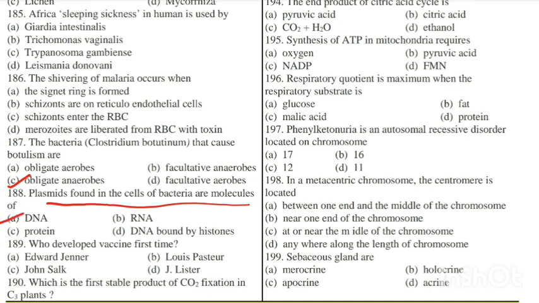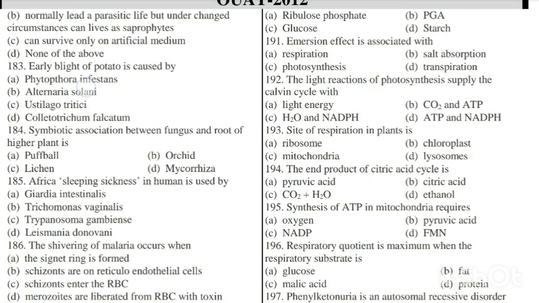Who developed the vaccine? Edward Jenner. So he is regarded as the father of vaccine. Which is the first stable product of CO2 fixation in C3 plants? So it is phosphoglyceric acid or PGA, which is a 3 carbon compound. Next question. Emerson effect is associated with photosynthesis. Light reaction of photosynthesis supplies the Calvin cycle with... so the products of light reaction are ATP and NADPH.